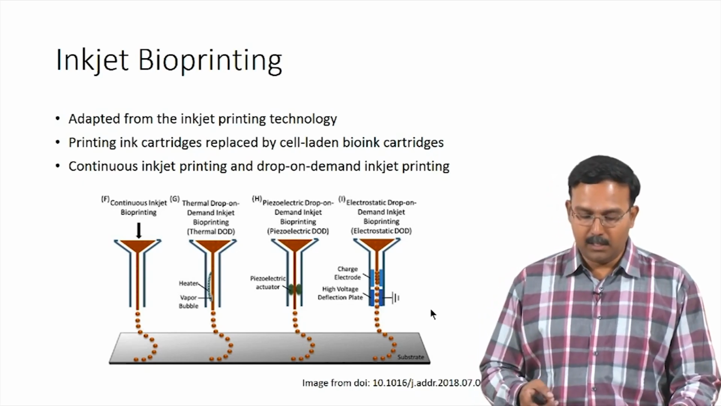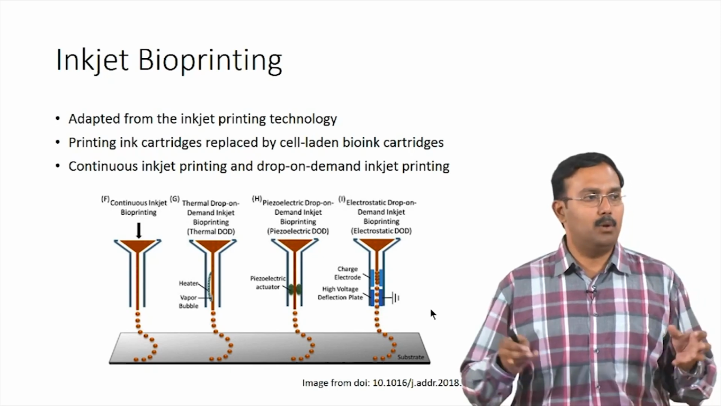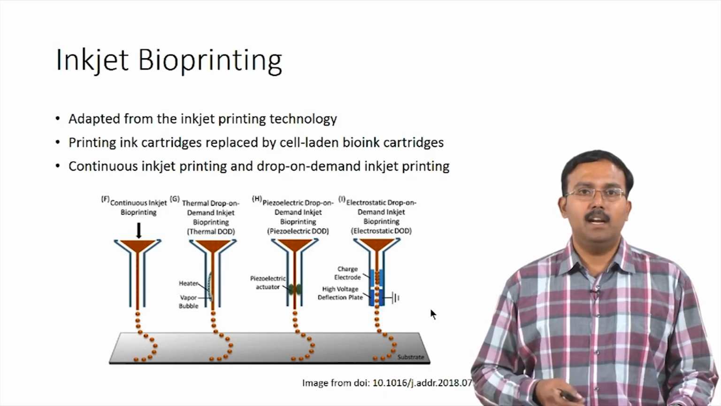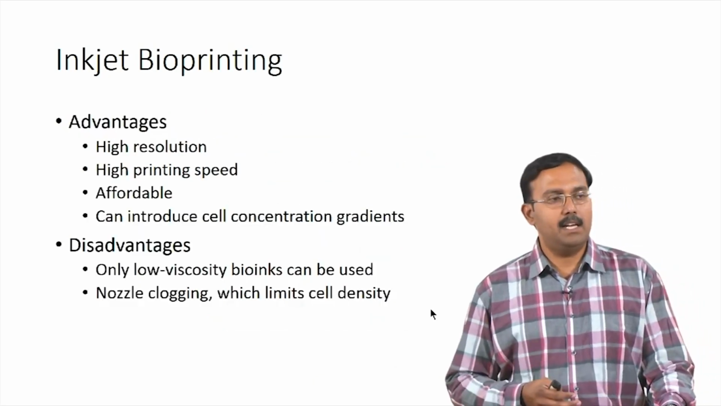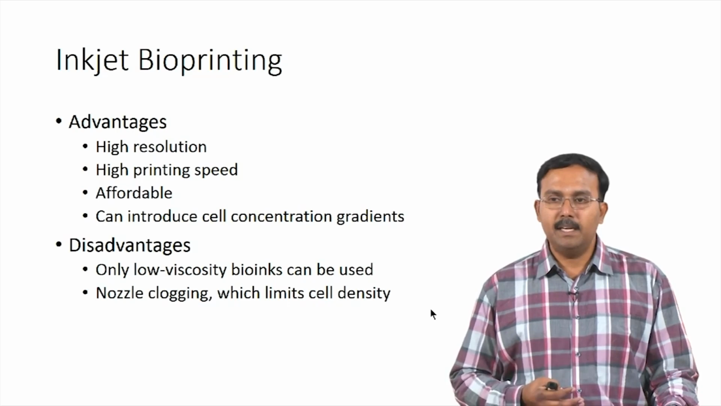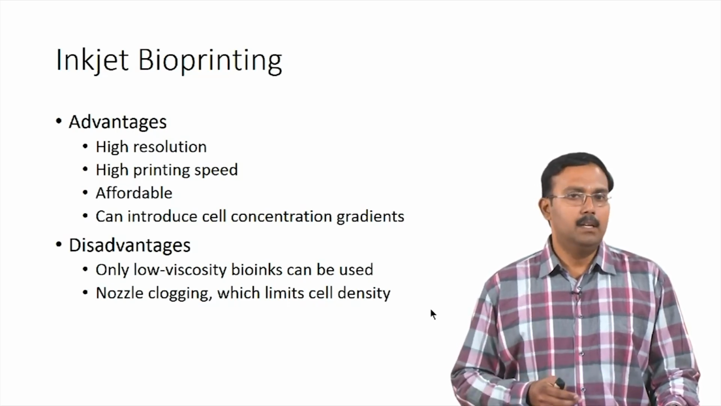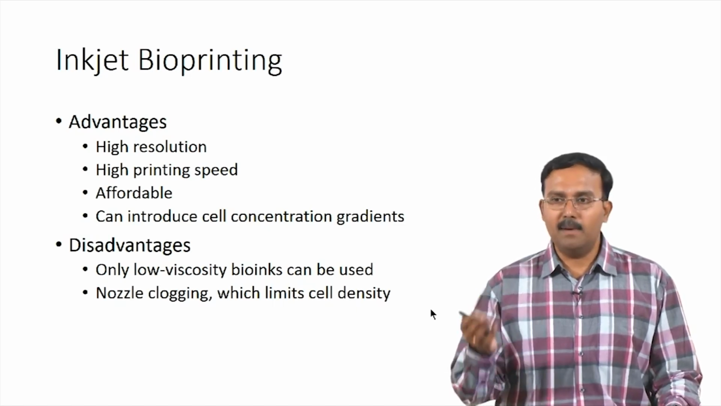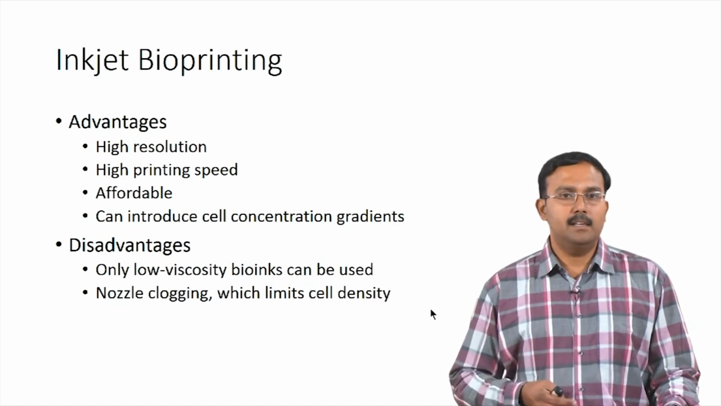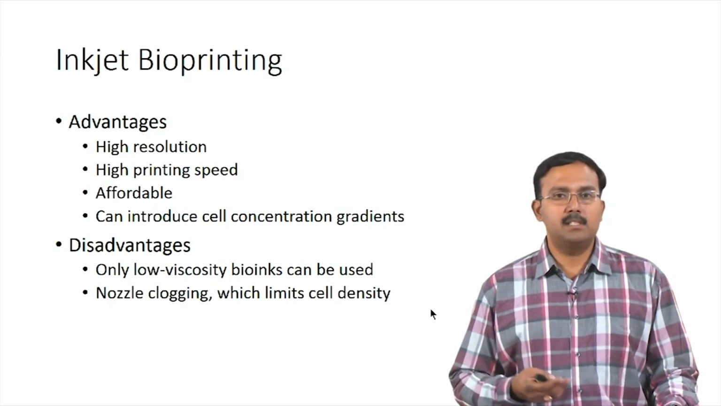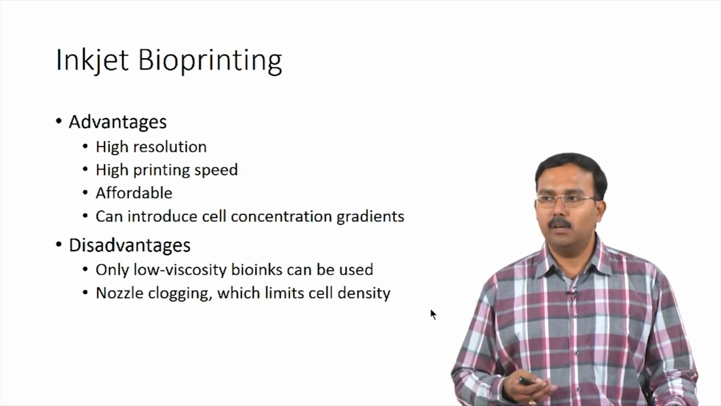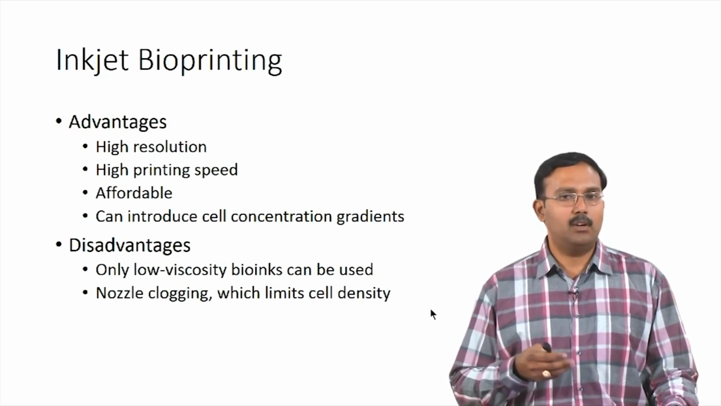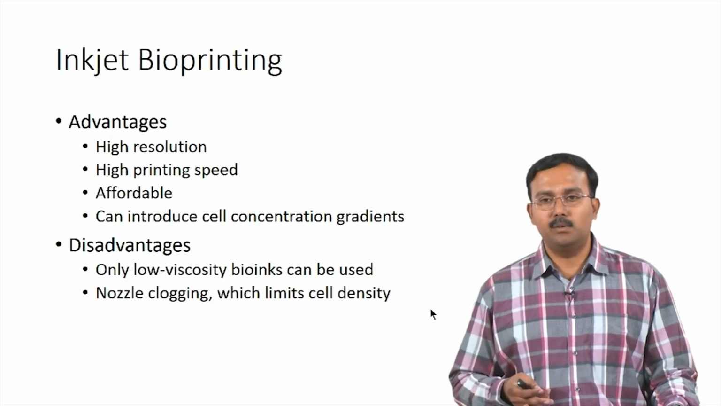So, DOD printers will have better control over the microarchitecture if you need to use them. The advantage of inkjet bioprinting is it has very high resolution and high printing speed. It is also very affordable. It can introduce cell concentration gradients by drop on demand techniques. The disadvantage is it can only use low viscous bio inks. If you use highly viscous bio inks it is going to clog the nozzle, and clogging of the nozzle can also limit the cell density which you can use.